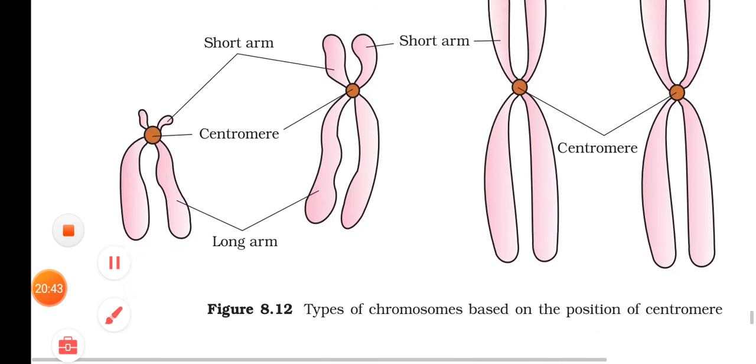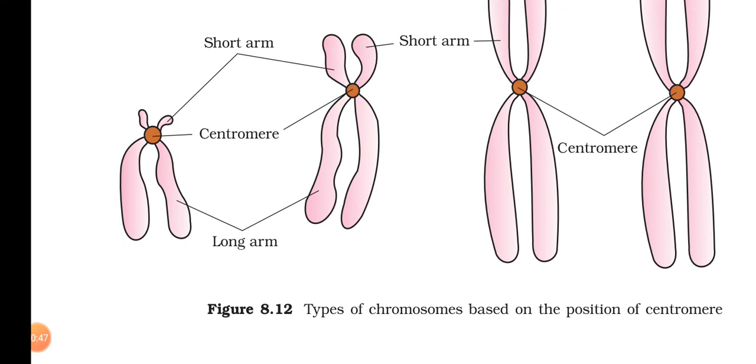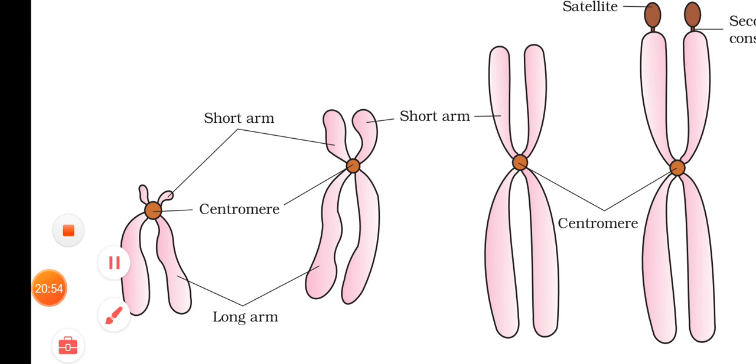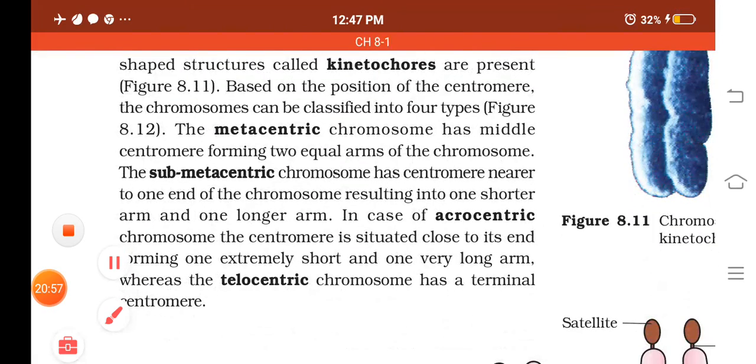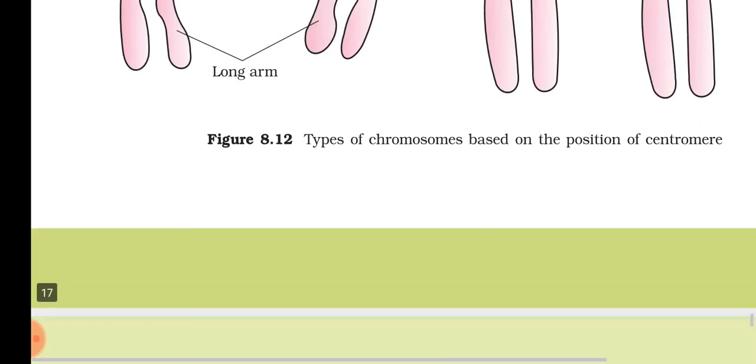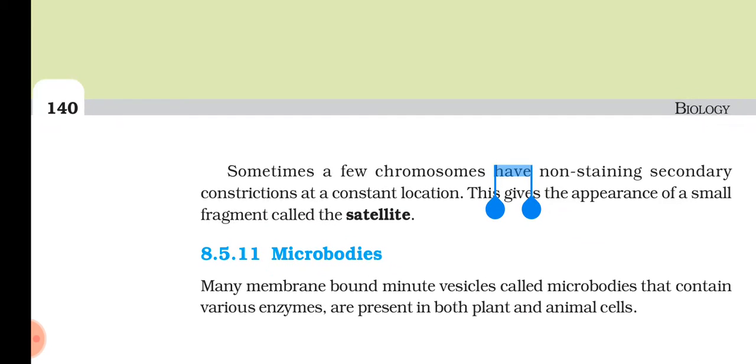So on that basis, 4 different types of chromosomes are there. What are they? Metacentric, submetacentric, acrocentric and telocentric. Chromosomes are made up of DNA, histone proteins, non-histone proteins, and RNA, and they are formed from chromatin material by condensation. Is it clear? So depending upon the position of the centromere, chromosomes can be of 4 different types.